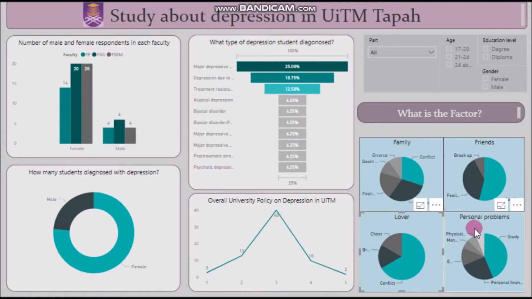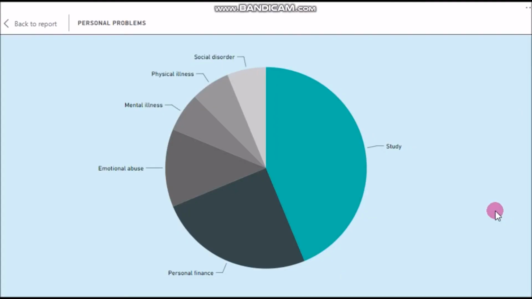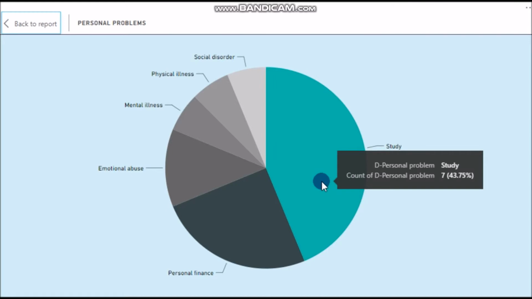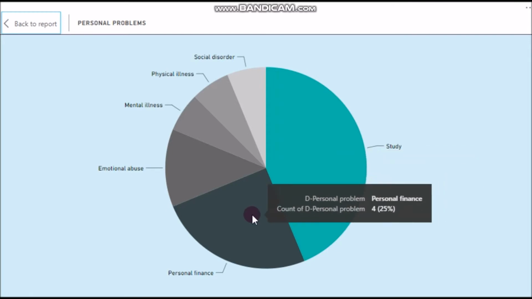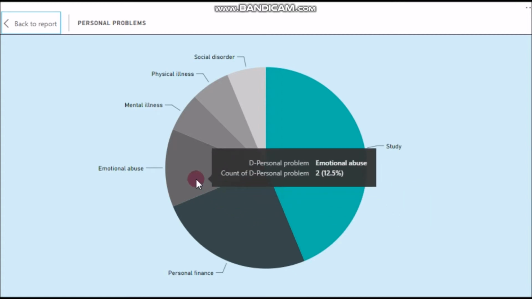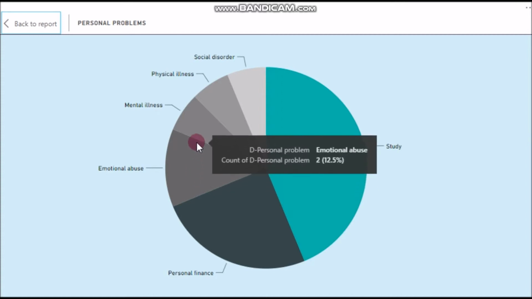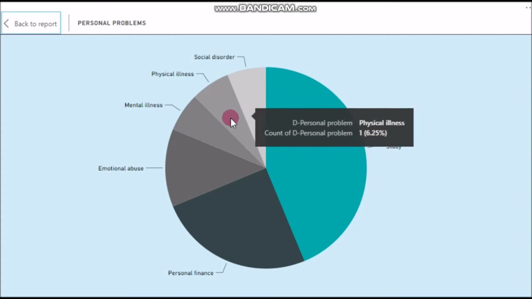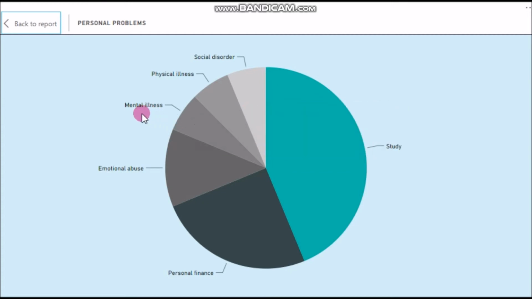The factor is personal problems. So the highest percentage is study, which is 43.7%. The second one is personal finance, which is 25%. The third is emotional abuse, which is 12.5%. And the rest are the same percent, which are mental illness, physical illness, and social disorder.